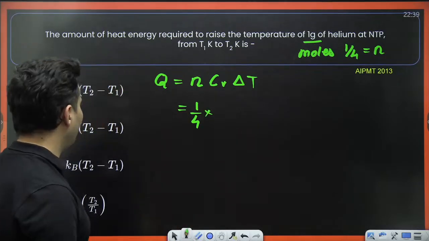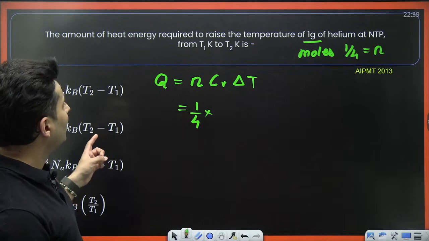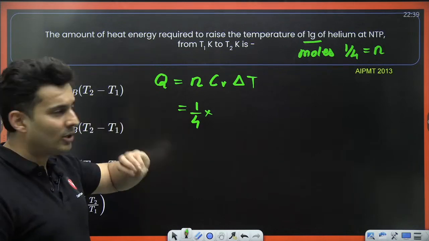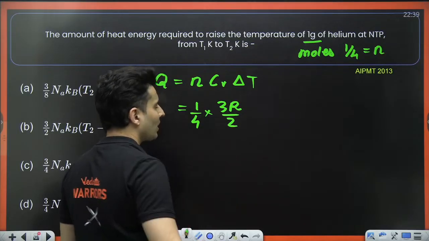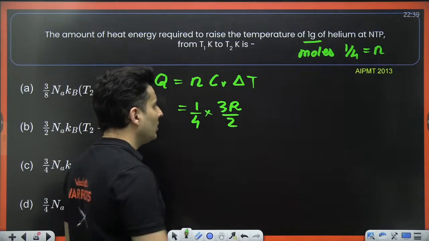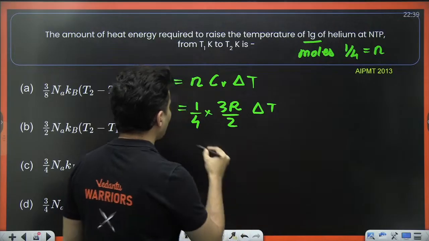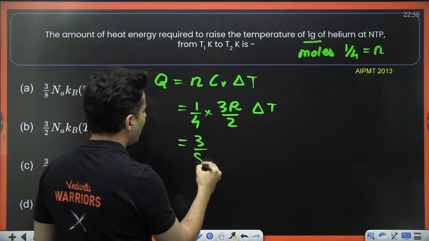What is the value of Cv? Because this is helium, it is monoatomic. So Cv value will be 3R by 2. For monoatomic, it is 3R by 2 and into delta T. So this will become 3 by 8.